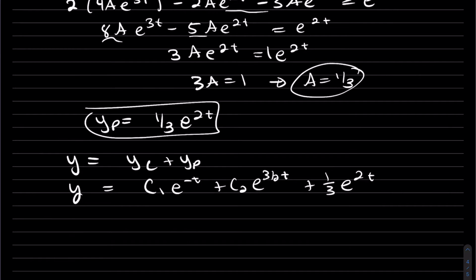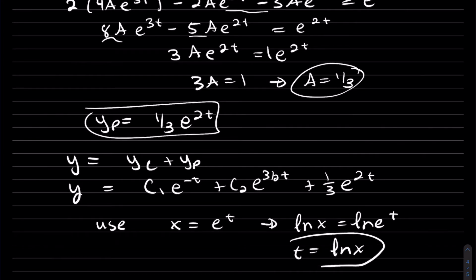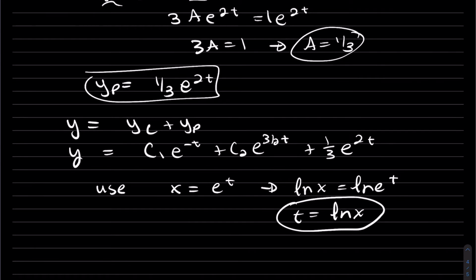But if you remember, this was not in terms of t to start with. So we're going to use the original substitution, x equals e to the t, which basically I'm replacing it with natural log. Take a natural log of both sides. Natural log of x equals natural log of e to the t. So here we have t equals natural log of x. So we have to change it back to x's.